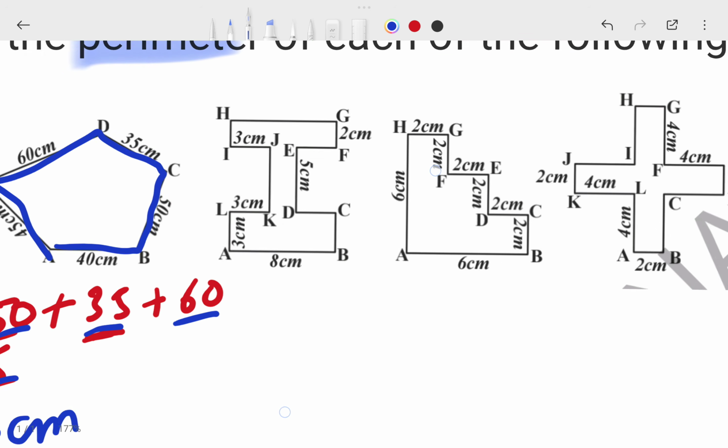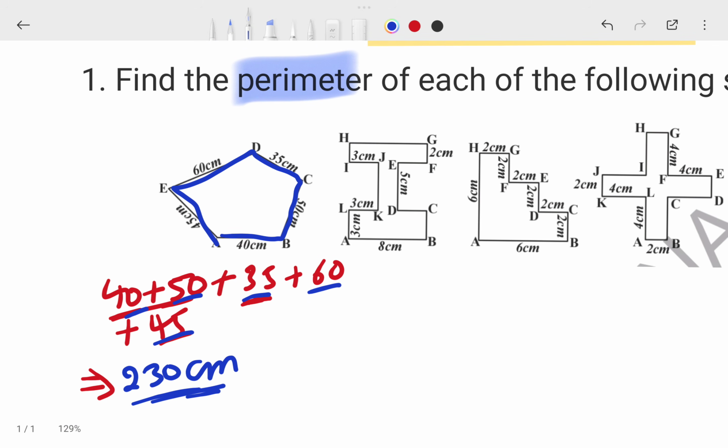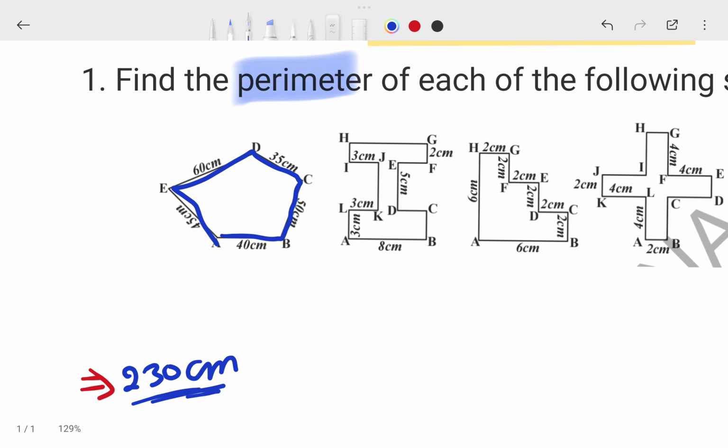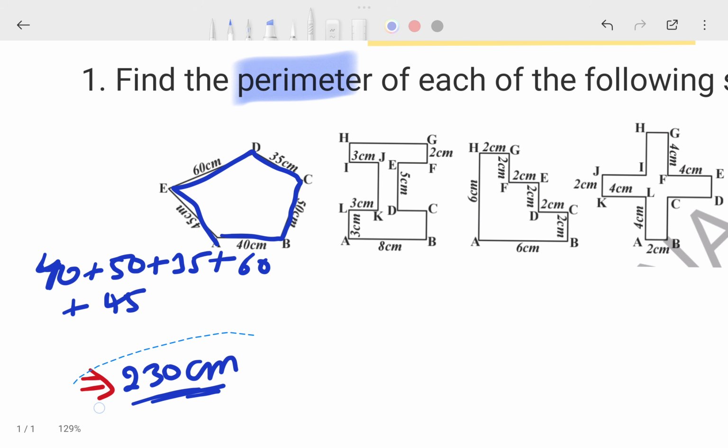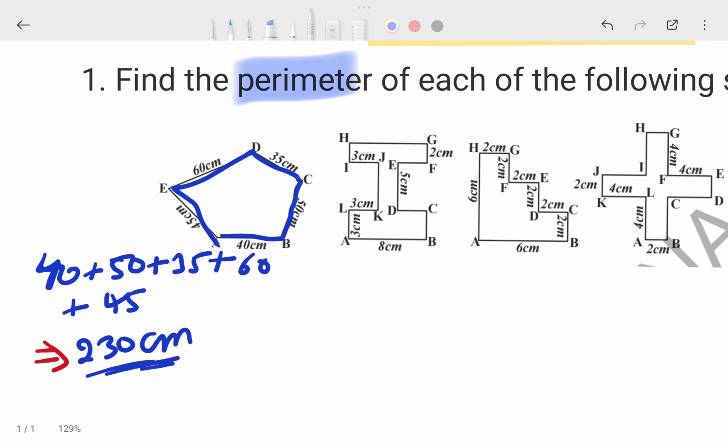Okay now, is it clear? Right, so let's talk about this question. If it is clear now, I will erase it. Here I will write this is given 40. 40 plus 50 plus 35 plus 60 plus 45, and that is equal to that one. So this is equal to that question. Okay, is it clear?